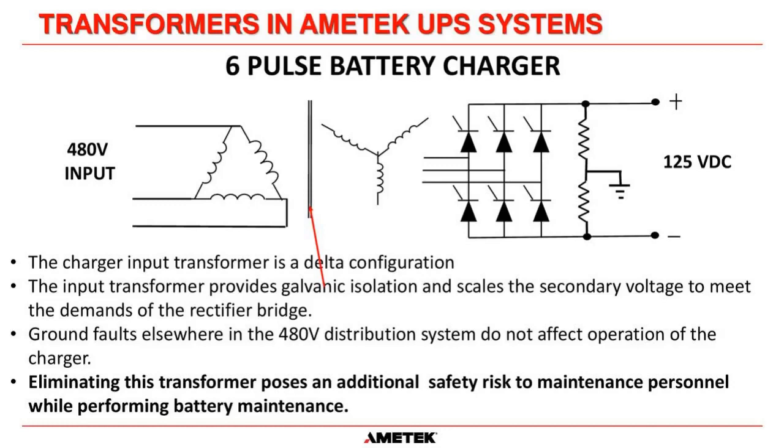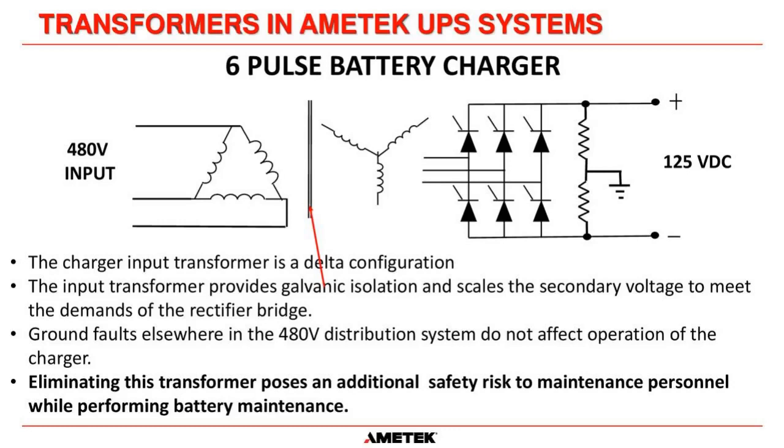Here is the typical 6-pulse rectifier that the vast majority of our UPS systems use. 480 volt input feeds a delta transformer. The input transformer, of course, provides galvanic isolation from the secondary. And the secondary then is configured for whatever voltage we need. Typically, on a 125 volt DC system, the phase-to-phase voltage will be around the neighborhood of 130 volts.